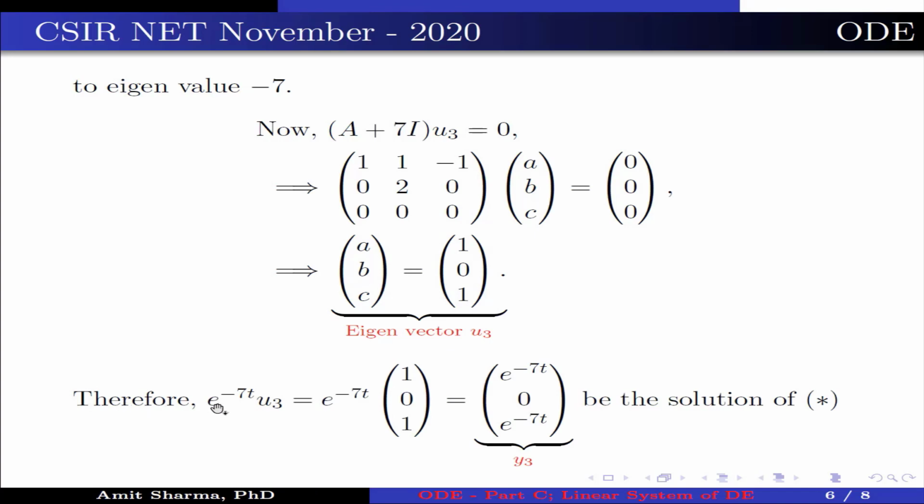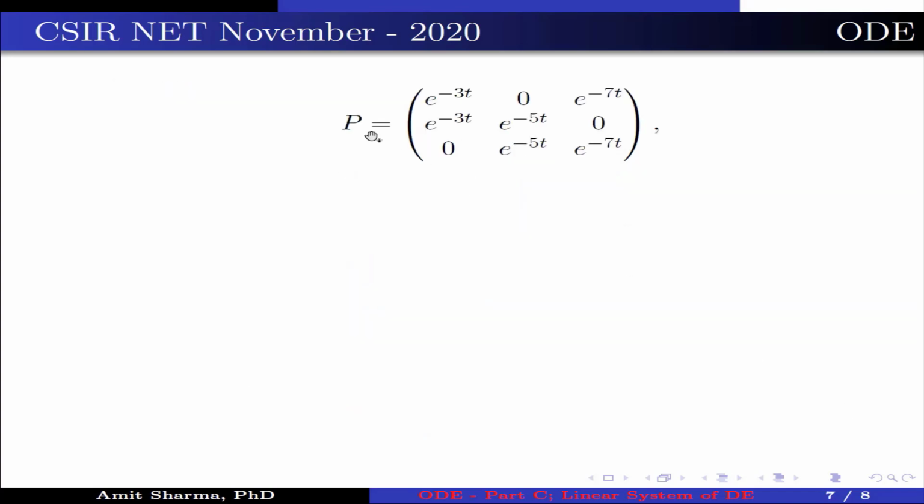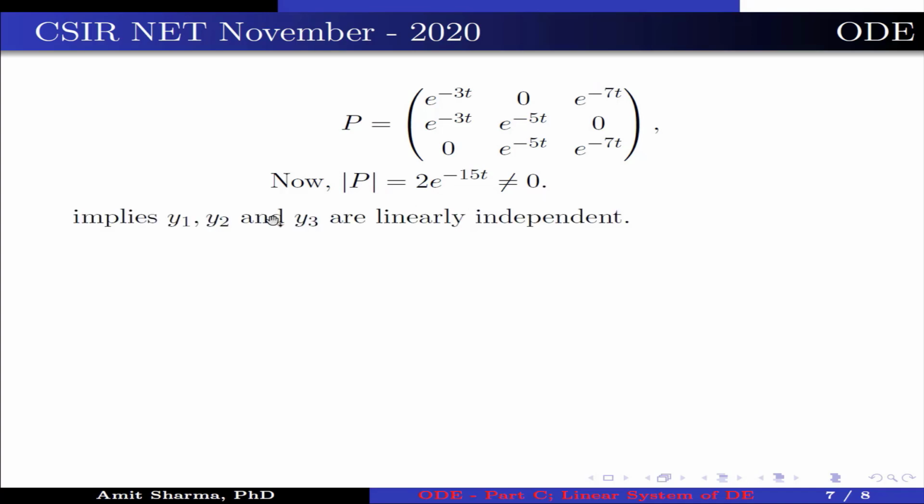Therefore, e to the power minus 7t into u3, which is equal to e to the power minus 7t into a column vector having elements 1, 0, 1, which is equal to a column vector having elements e to the power minus 7t, 0, e to the power minus 7t. This is y3, a solution of star. Now construct a matrix P whose columns are the solutions y1, y2 and y3. Now the determinant of P is 2 into e to the power minus 5t, which is not equal to 0. This implies y1, y2, y3 are linearly independent.